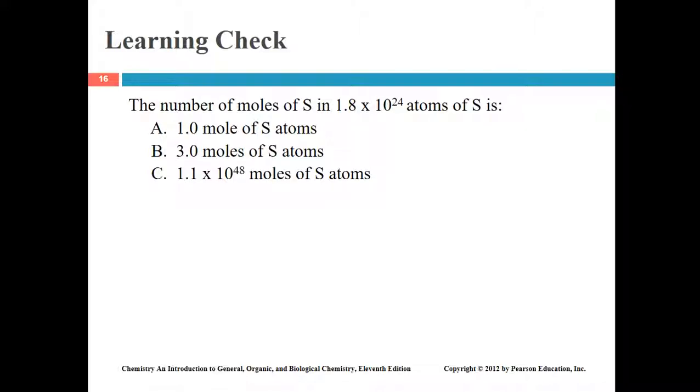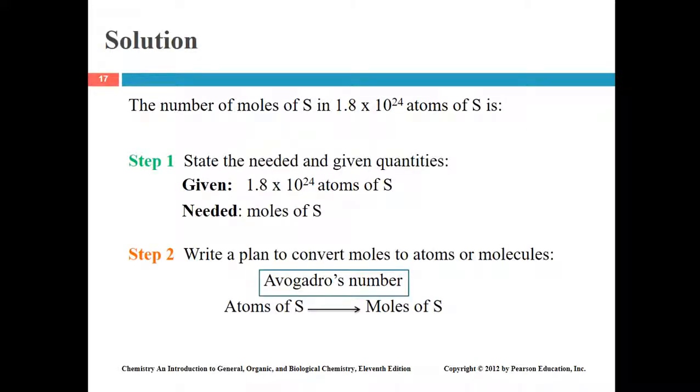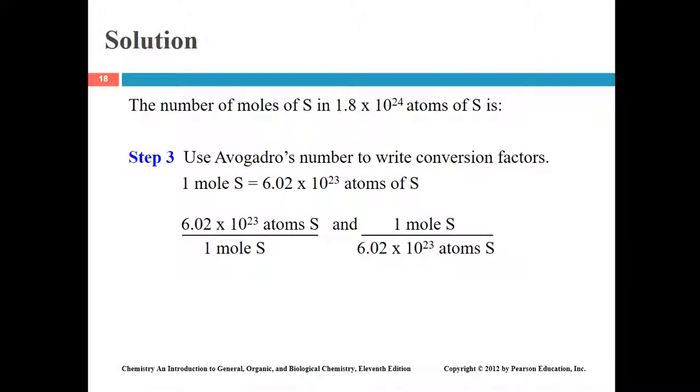So now, see if you can do this problem. Here we have the number of moles of sulfur in 1.8 times 10 to the 24th atoms of sulfur is. It gives us some choices. So let's see. We are given 1.8 times 10 to the 24th atoms of sulfur, and they're asking for moles of sulfur. The only way to get from atoms to moles is by using Avogadro's number. We've got to figure out which way we're going to use it.